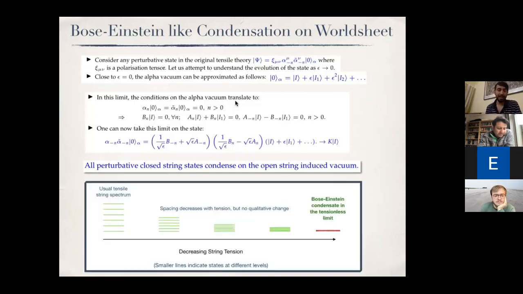And the idea is this. You start off with the usual string spectrum, then this gets squeezed up, and more and more, but in between there is no qualitative change happening. It's just what you used to call 1 centimeter, now you call 1 millimeter, and so on. But what happens at the end of the day is all of those squeeze onto just one state. So this is the way this open string forms, and all of these perturbative excitations of the closed string condense to form this open string induced vacuum.